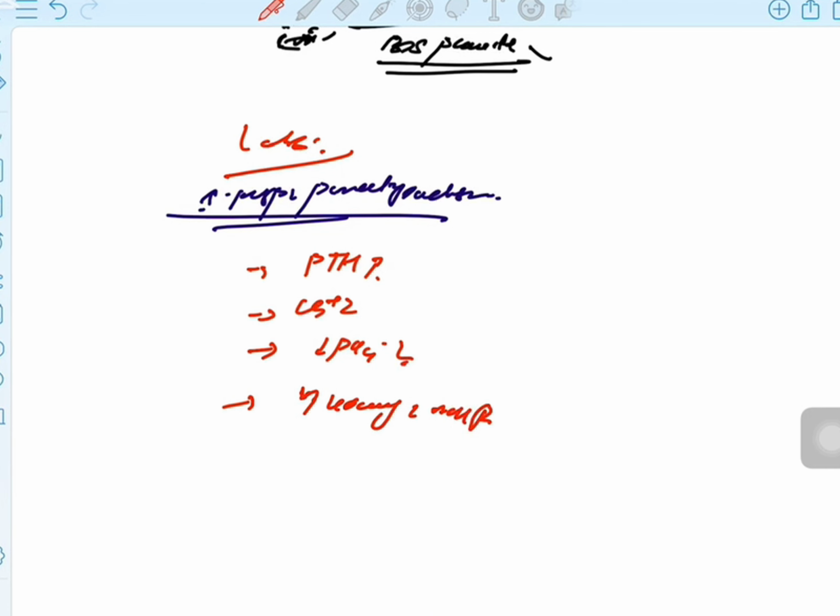So these are the very important things which you guys have to remember, and never ever ignore these points. Okay guys, other than that, as I mentioned, the level of the calcium will be high, the parathyroid hormone will be high, and the level of the phosphate will be low.